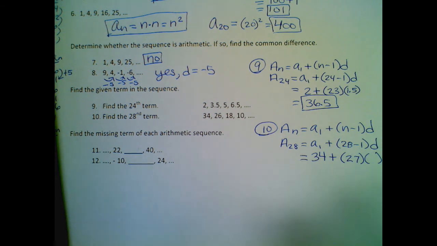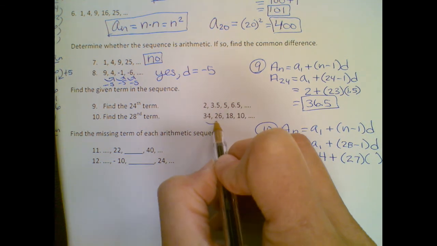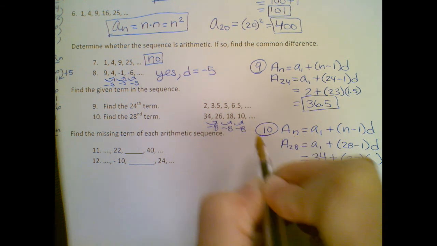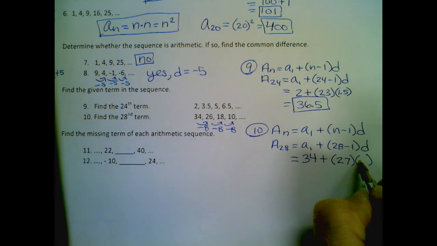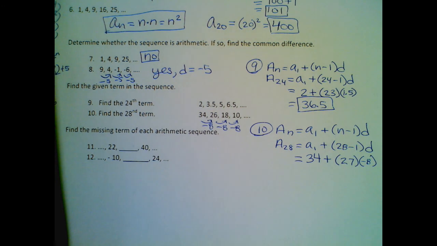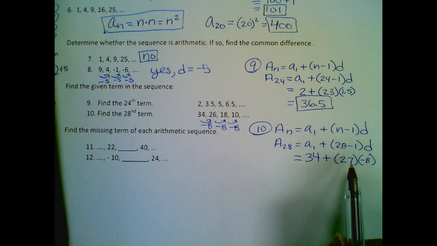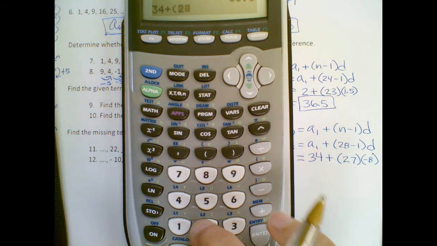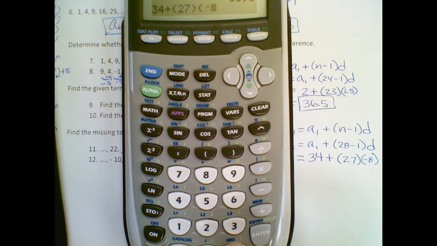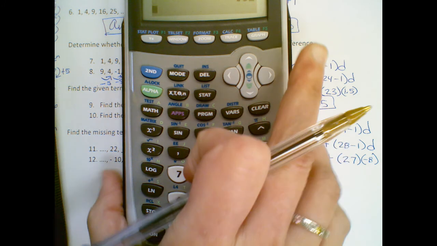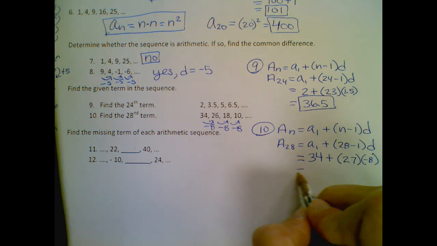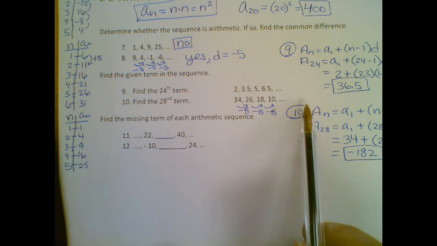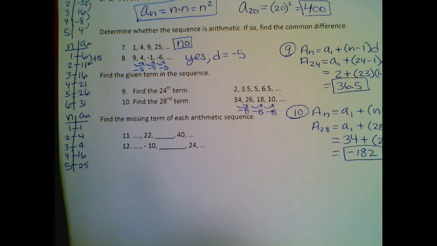And then times my common difference. Now this one, notice how they are subtracting 8 each time. So since they're subtracting 8 each time, I'm going to put a negative 8 there. I'm not going to subtract 8 in my equation. I'm still multiplying it by that negative 8. So I'm going to put 34 plus 27 times my negative 8. And I get negative 182. And that would, if I keep subtracting 8, be my 28th term.